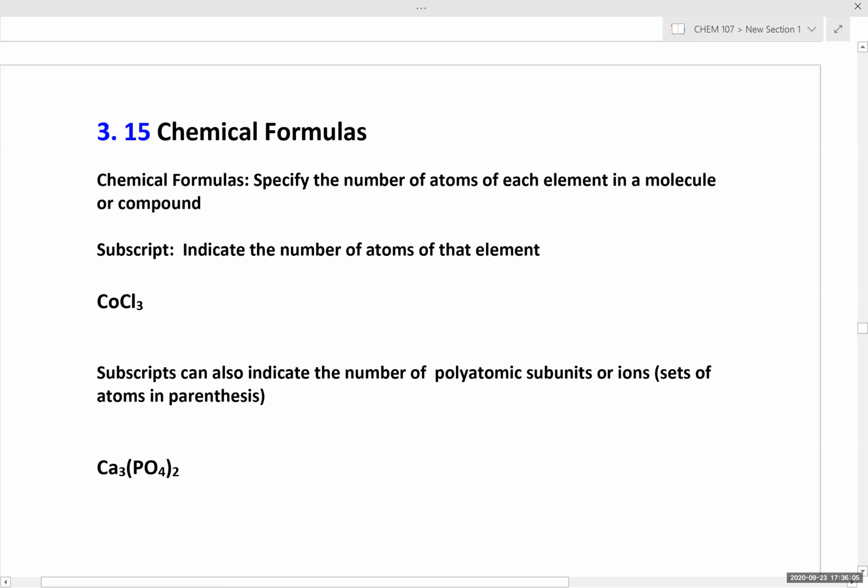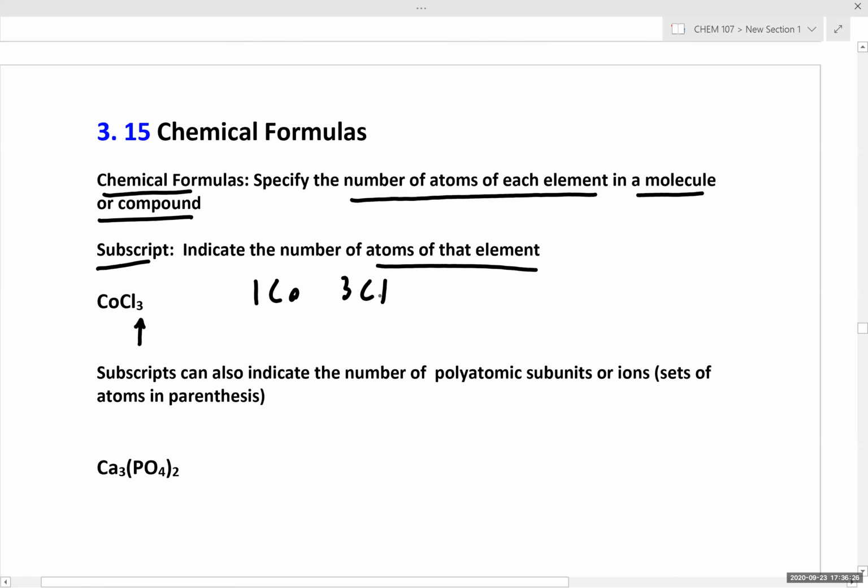And let's talk a little bit about chemical formulas once again. This is a review, but chemical formulas specify the number of atoms of each element in a molecule or compound. And the subscript indicates the number of atoms of that element. So this subscript of 3 tells us we have 1 cobalt and 3 chlorines.